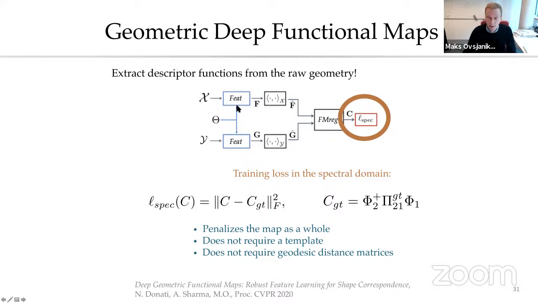And we used a general Siamese network architecture as in the SurfMNet work before. But instead of using the short descriptors, we used the coordinate functions, and we used this KPConv feature extractor. The nice thing about this loss is, first of all, it penalizes the whole map as a whole. It also does not require a template, and it does not require geodesic distance matrices. So this makes it much faster to train.